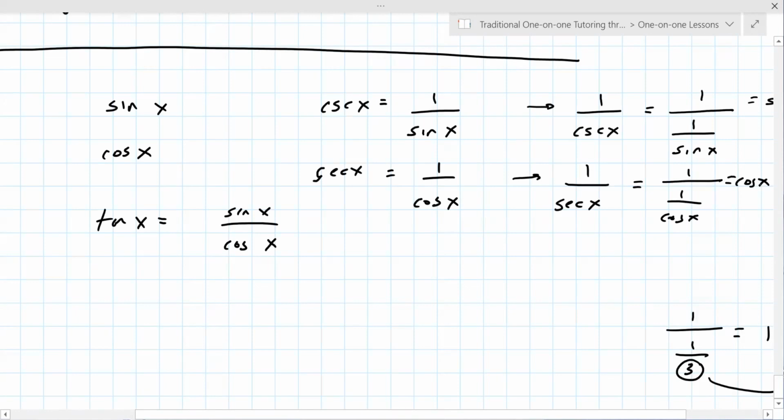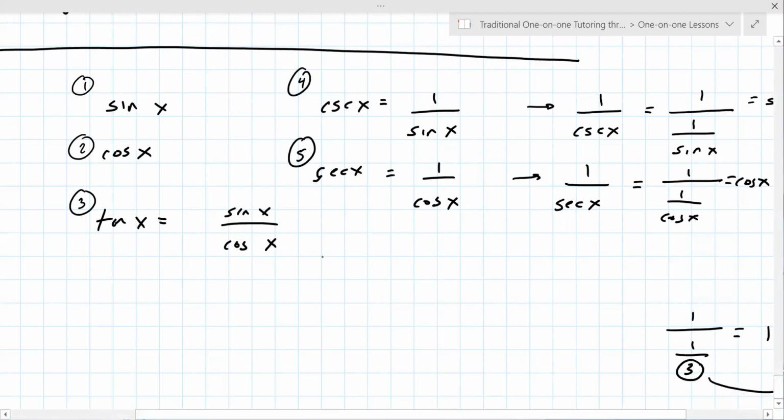Where? It's for the same reason as this top one. Have you seen these before? Sine, cosine, tangent, cosecant, secant? Which one? 1, 2, 3, 4, and 5. Have you seen those before? Yes. Okay. So nothing I'm showing you is new. I'm just showing you some relationships between them that might come up.